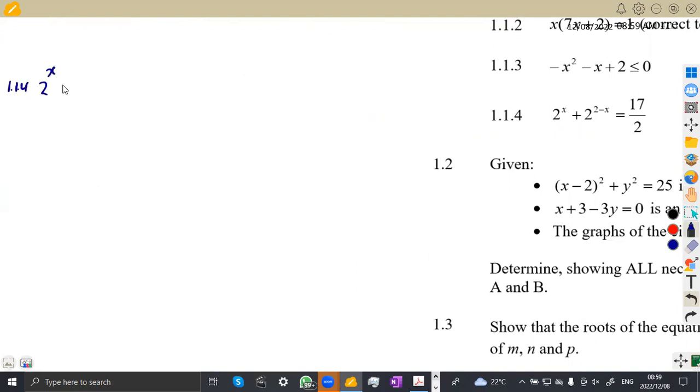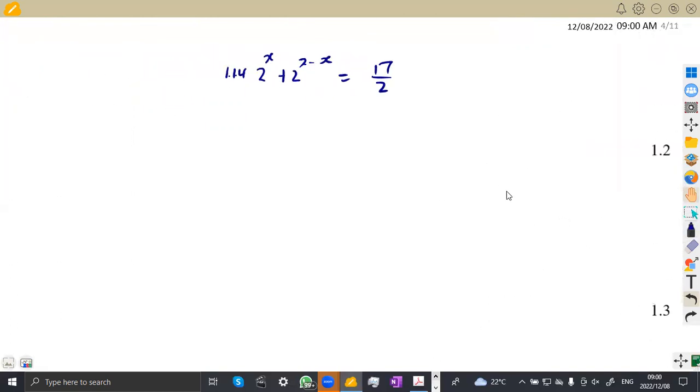We've got 2 to the exponent of x plus 2 to the exponent of 2 minus x, which is equal to 17 over 2. Solve the equation. Okay, dealing with exponents, this and that. All right, so you have to be very, very careful in dealing with these typical questions.